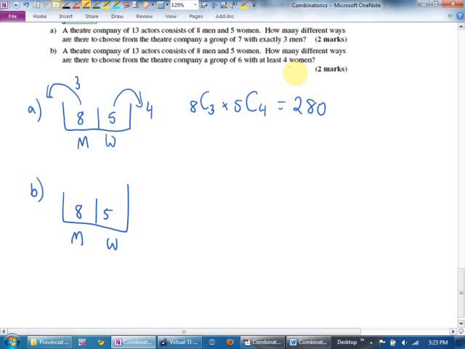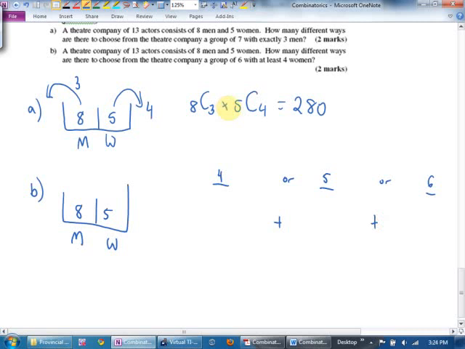4 or what? 3 is at least 4 women? Okay, we need to know our English here. 5 or 6. What does or mean? Add. And means multiply. That's why I said and here. Or means add.